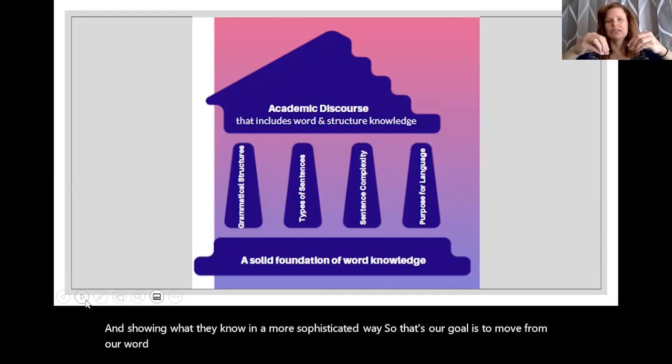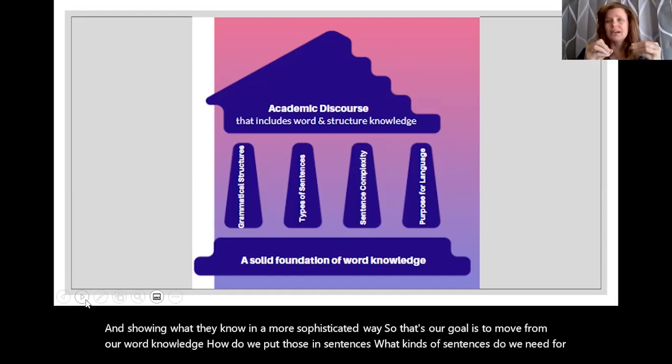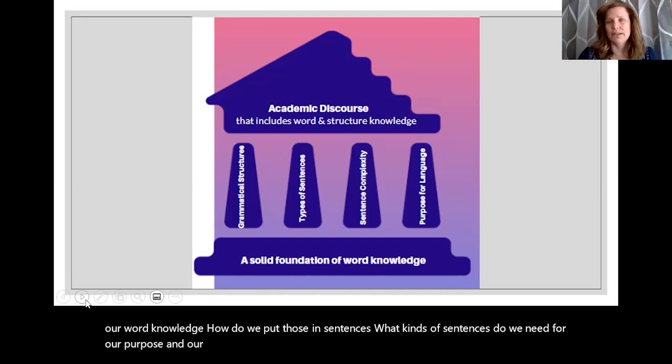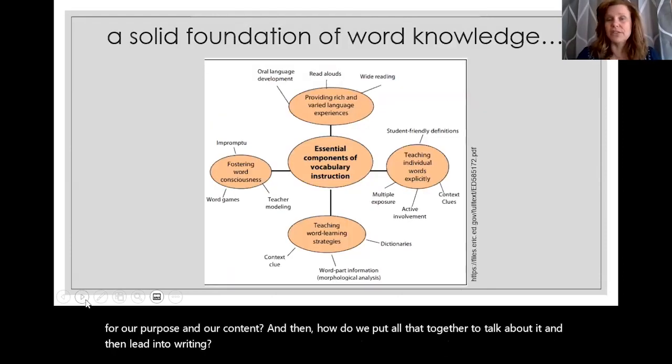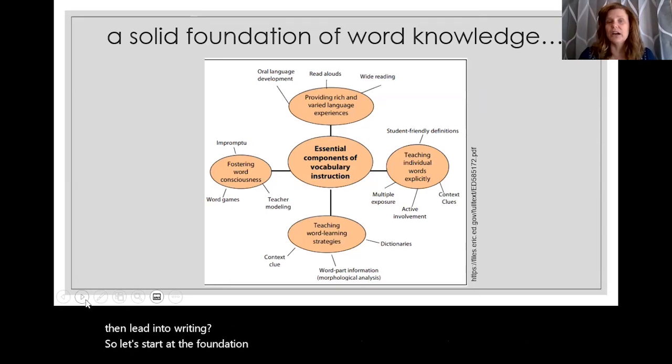How do we put those in sentences? What kinds of sentences do we need for our purpose and our content? And then how do we put all that together to talk about it and then lead into writing? So let's start at the foundation, right? A solid foundation of word knowledge.